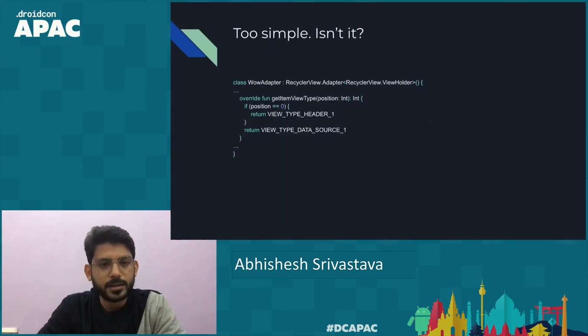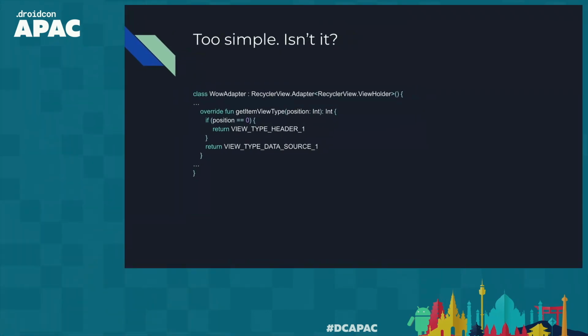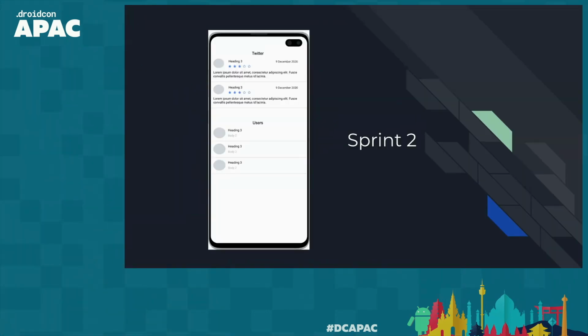The way you would model this in code would be something like you would have an adapter where you would override get item view type, and based on the position checks, you will return whether the header needs to be shown or data source item types. Too simple, isn't it?